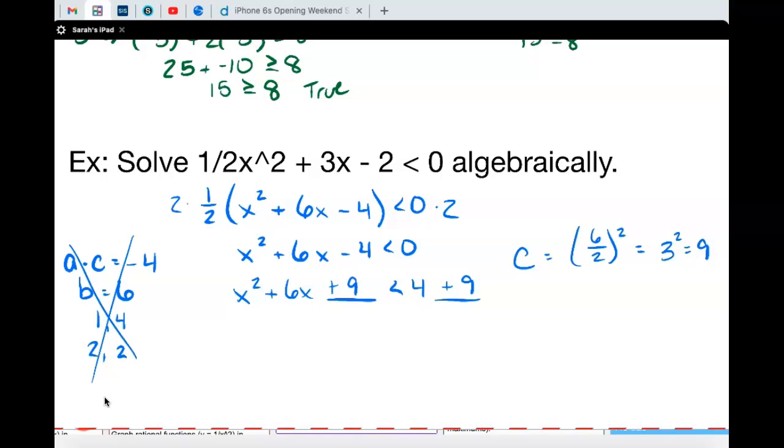Is it easier? I mean, it's everybody's preference. You can do things different ways. You wanted to do the quadratic formula, Dylan. Gracie, what would you have done?